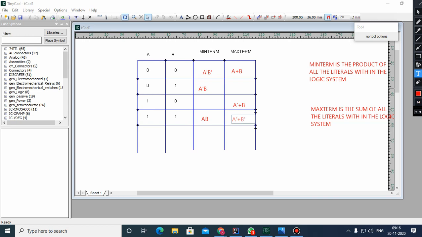If still you people have any issue, then please tell. In a similar way, we can draw the truth table for 3 variables also. So if you have any doubt, then please tell.